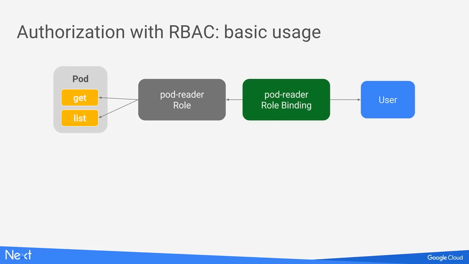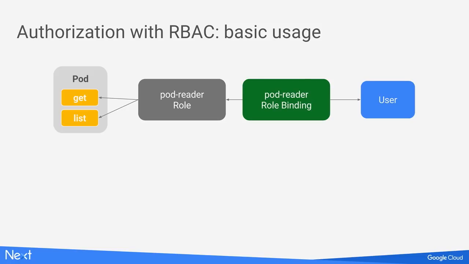So what is the basic usage of RBAC? If you look on the left there, one of the resource types in Kubernetes is a pod that might contain multiple containers. The API server supports two access mechanisms. You can call get on the pod, and maybe you can call list on a pod. There are also a whole bunch more like create and delete, but for this simple example, we'll just focus on list and get.